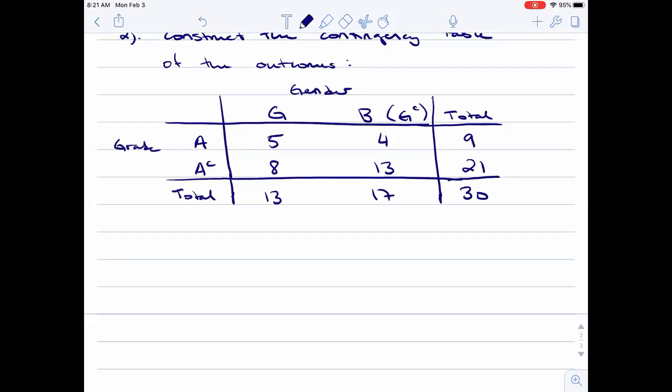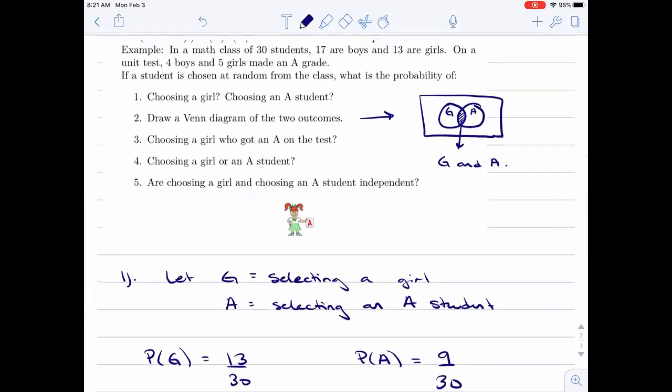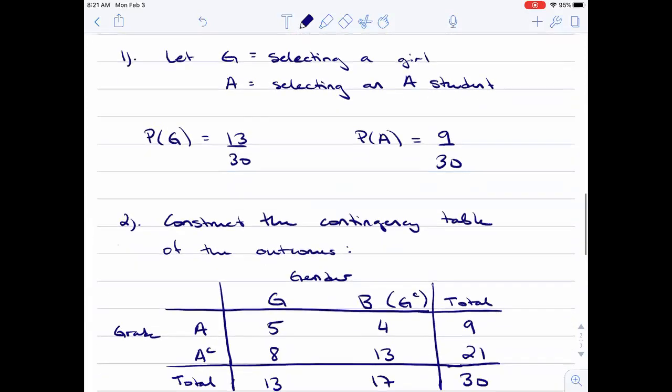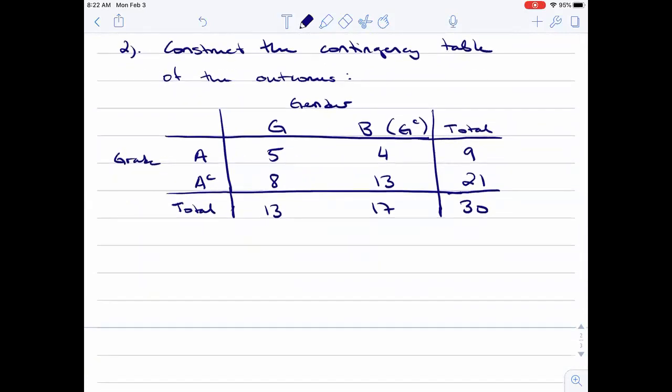Now we can pull all kinds of probabilities from here. And so let's have a look at question 3. So what's the probability of choosing a girl who got an A on the test? So if we have to choose a girl who got an A on the test, how can I?